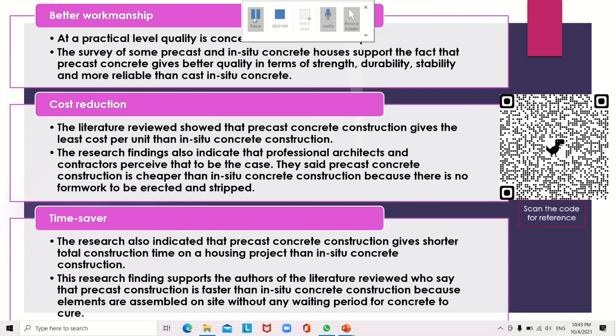The last reason why precast concrete is preferred compared to in situ construction is time saving. The research also indicates that precast concrete construction gives a shorter total construction time on a housing project than in situ concrete construction. This research finding supports the authors of the literature review who say that precast construction is faster than in situ concrete construction because elements are assembled on site without any waiting period for concrete to cure.